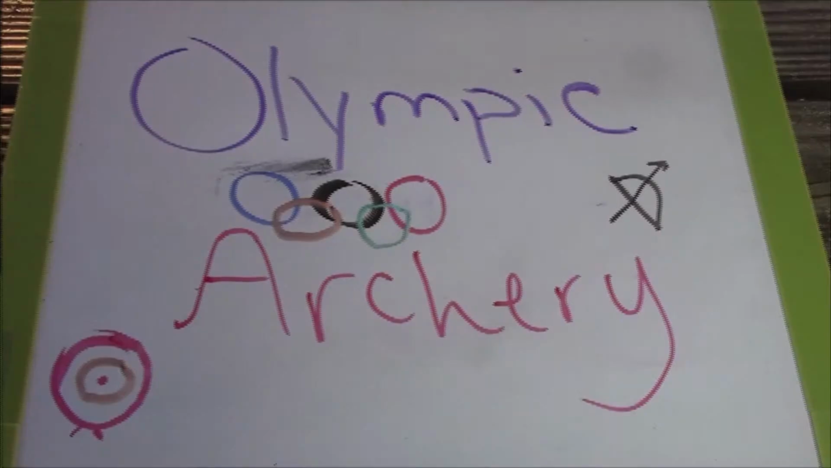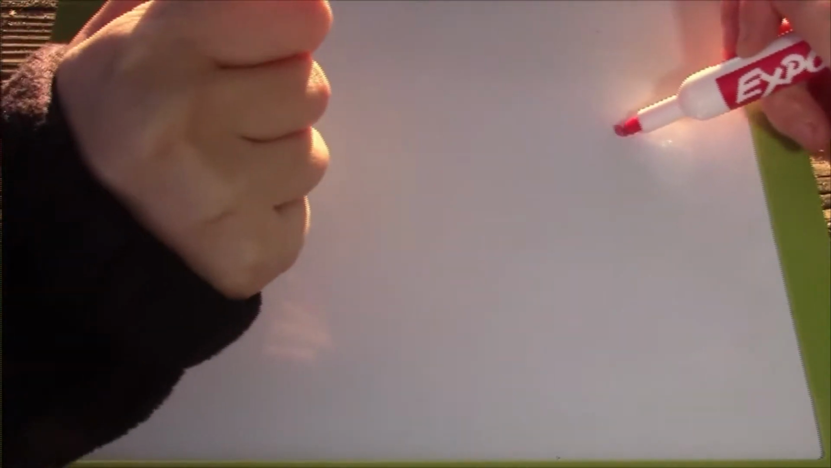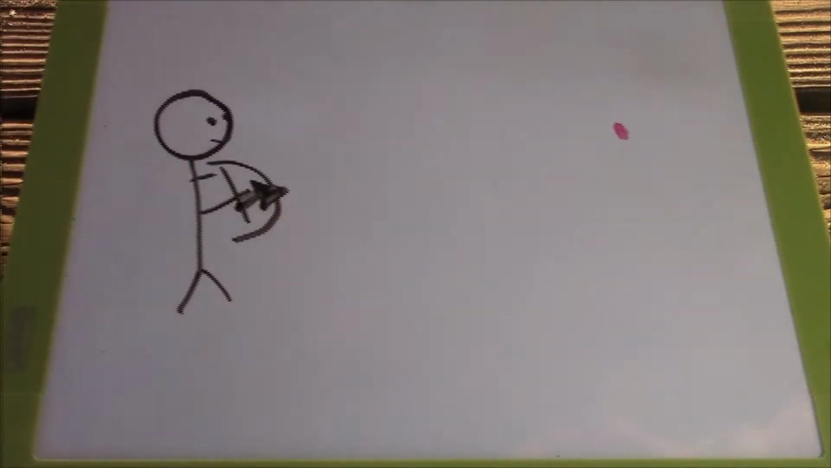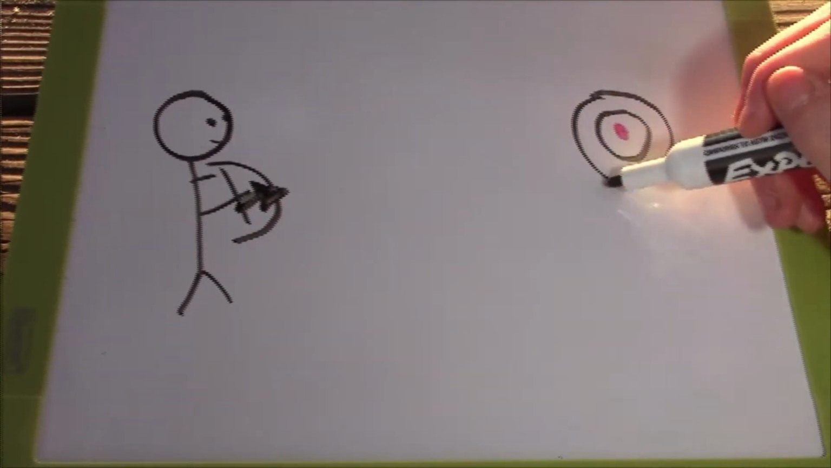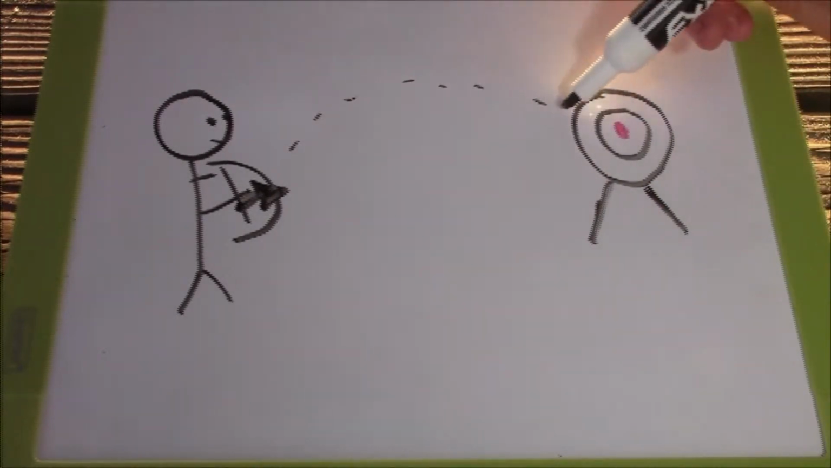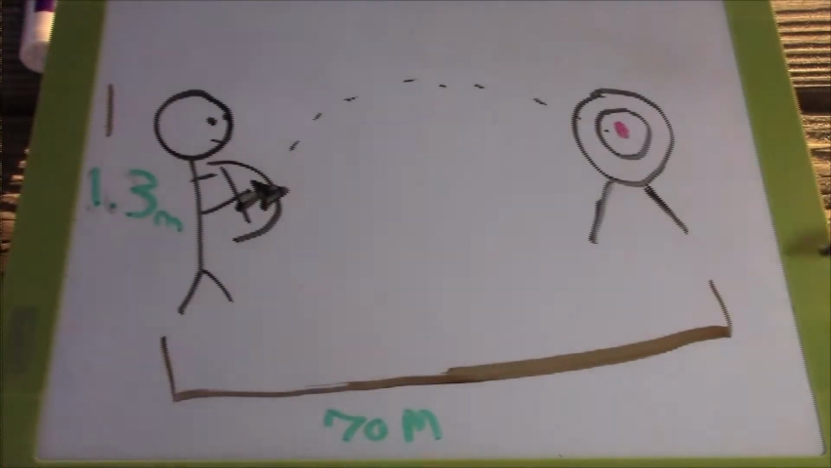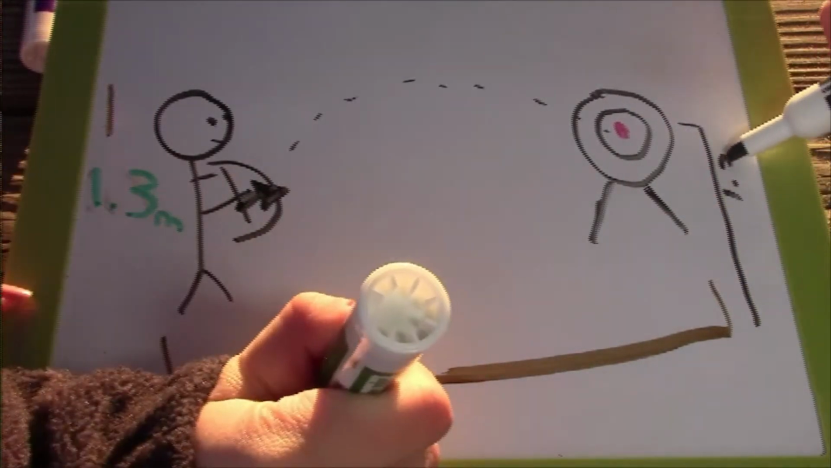Welcome to Olympic Archery. Here is the problem. In the archery section of the Olympics, the path of the arrow being shot forms a parabola between the shooter and the target. In this problem, the center of the target and the archer's arrow are 1.3 meters off the ground. Male archers stand 70 meters away from their target.